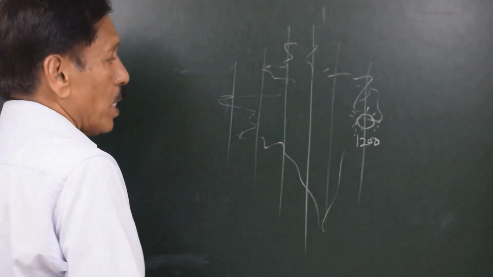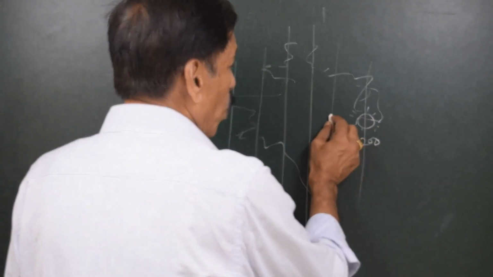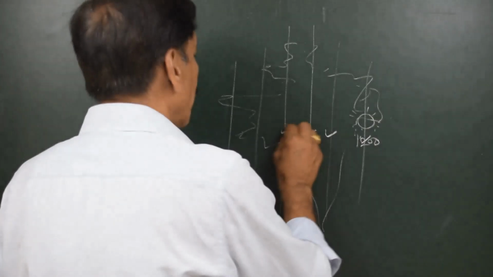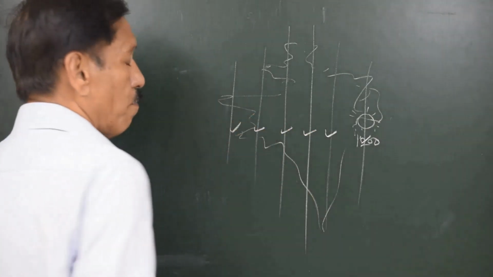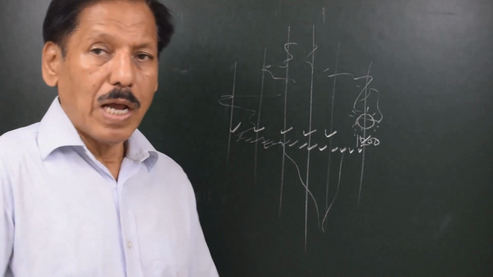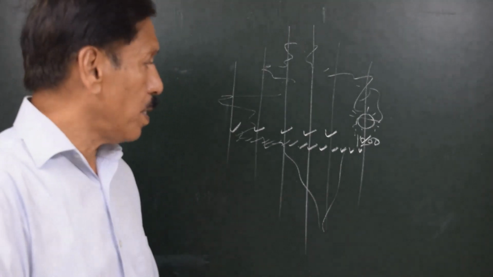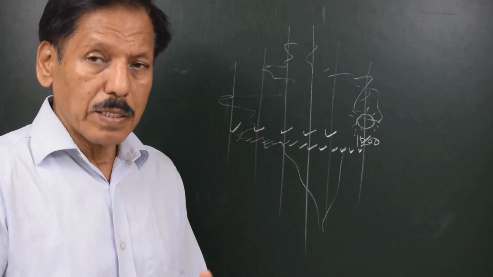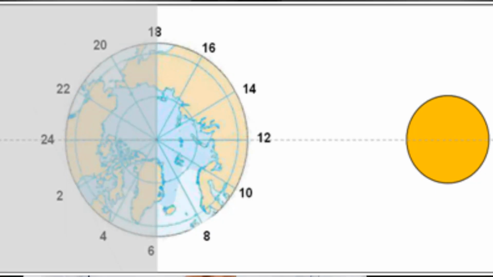But the problem with this will be that every meridian will have a different time, a different solar time. So we'll have a lot of problems: problems in respect of communication, problems in respect of keeping meetings, the travel time, the air schedule, etc. So we cannot do this. The apparent time is out of question.